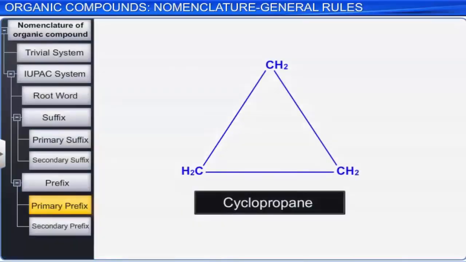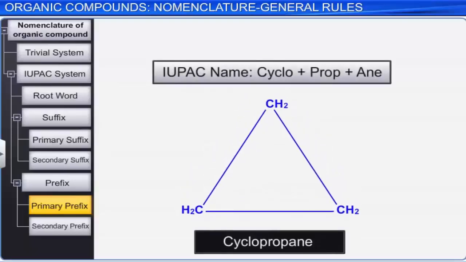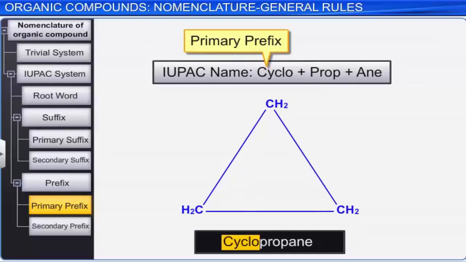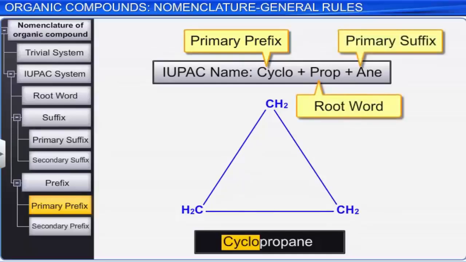A primary prefix is used to differentiate acyclic and cyclic compounds. However, the rules for using these are slightly different. For example, in cyclic compounds, the prefix cyclo is added before the root word.